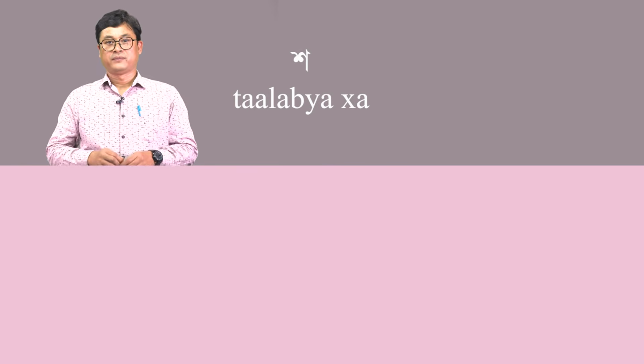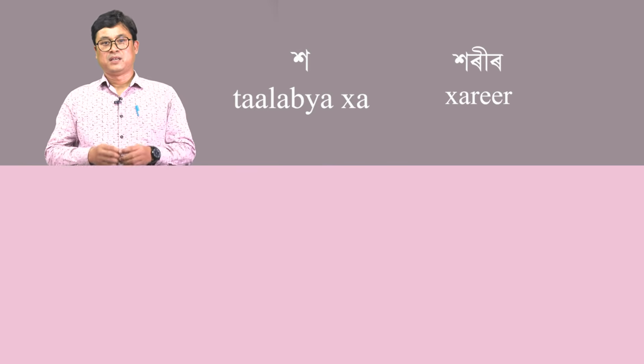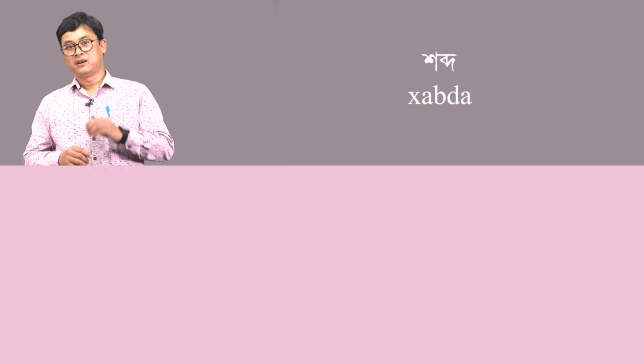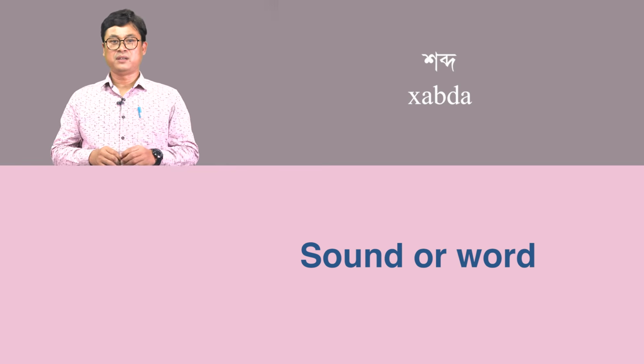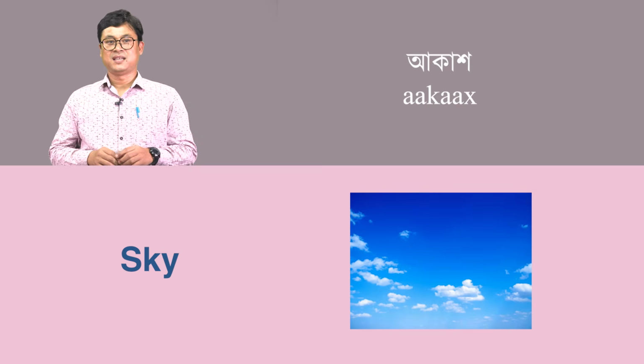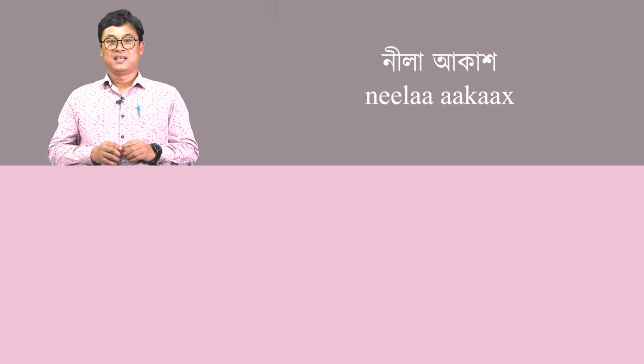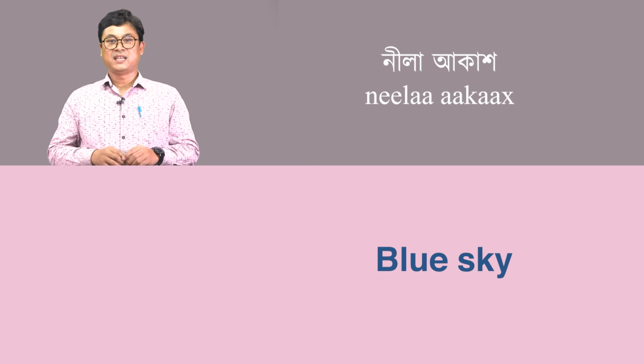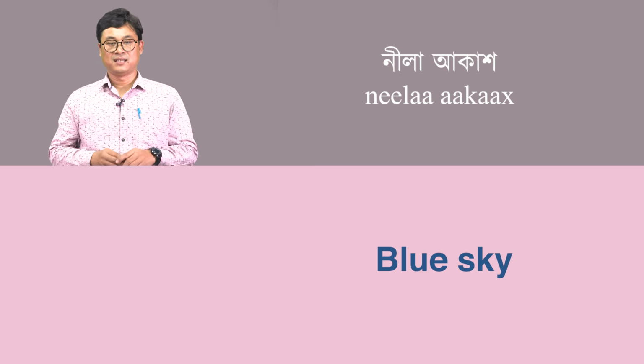Ho for horir, which means body. Hobdo means sound or word, and akach, that means sky. We can make the phrase nila akach, that means blue sky, using the word akach.